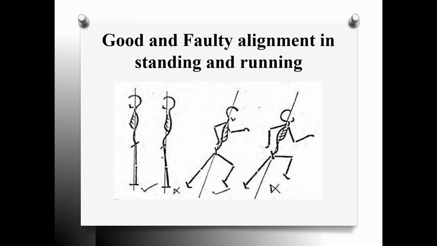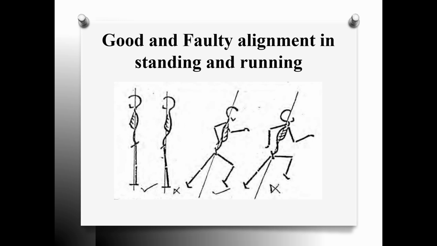Good and faulty alignment in standing. As you can see, this is in standing. Good posture, this is in standing. Poor posture, this is again sway back posture. You can see the alignment of the joints here. See the alignment, see the ankle joint, see the knee joint. Also see your back, your whole back, see the pelvis rotation and your head at the last.